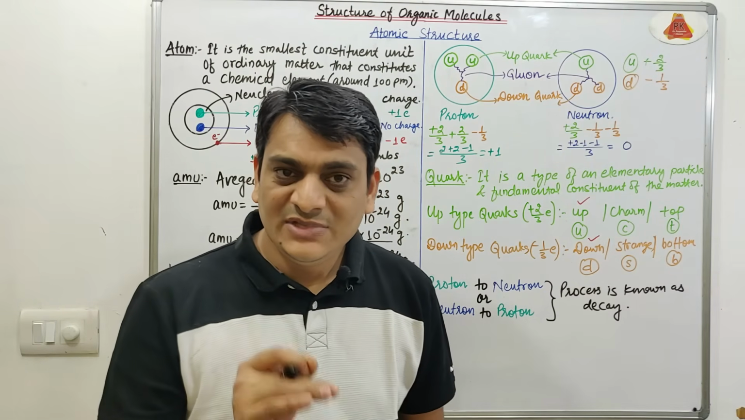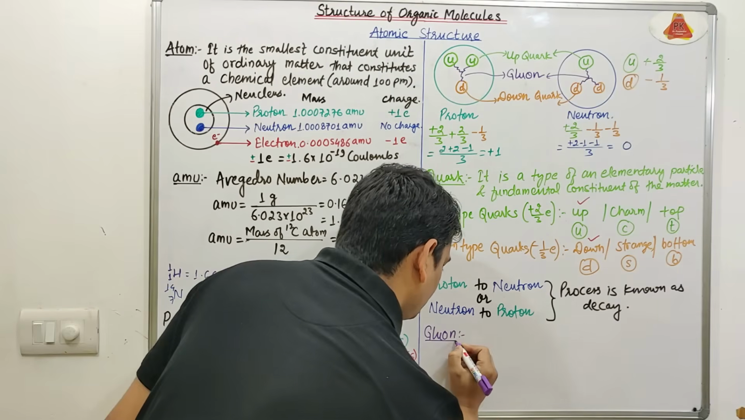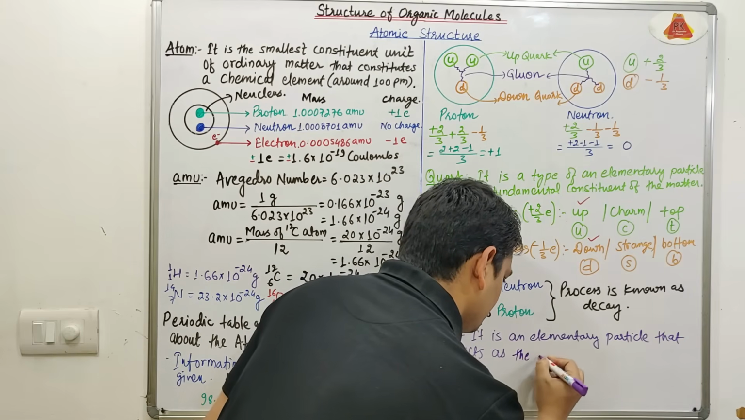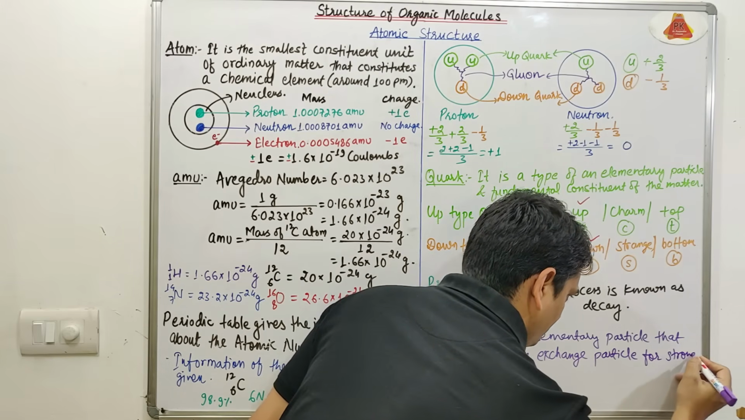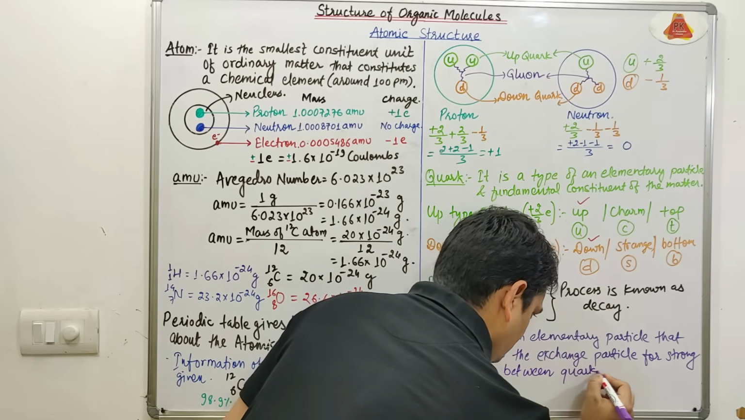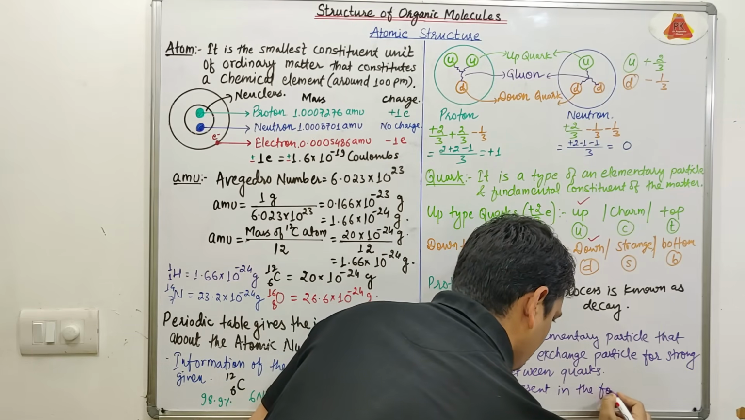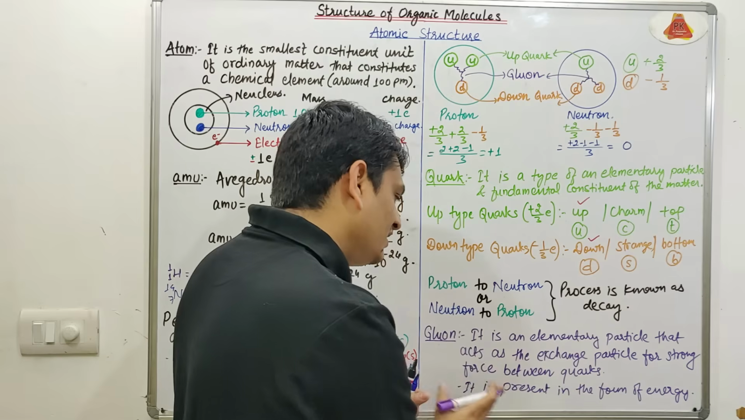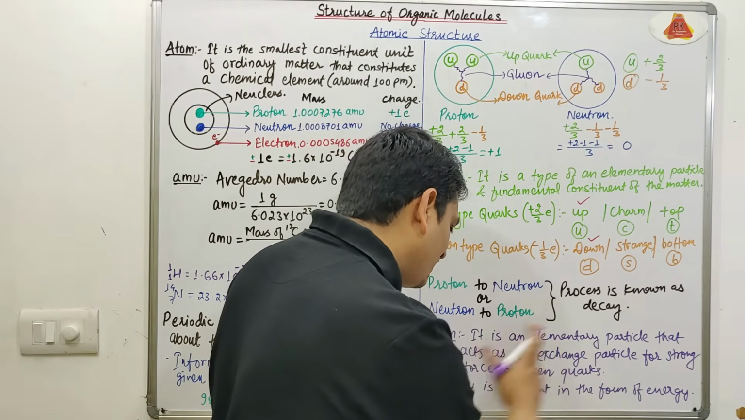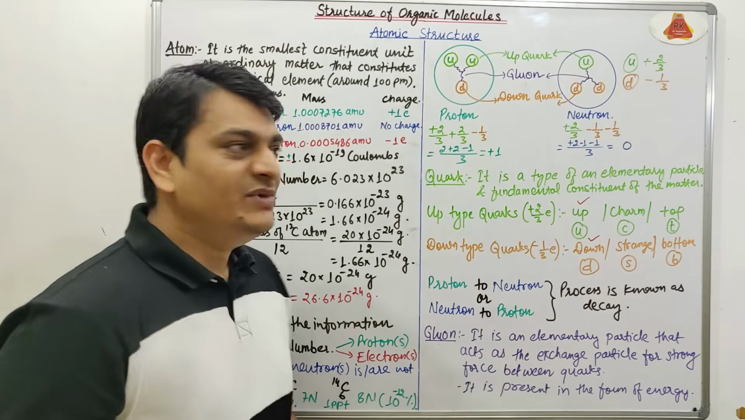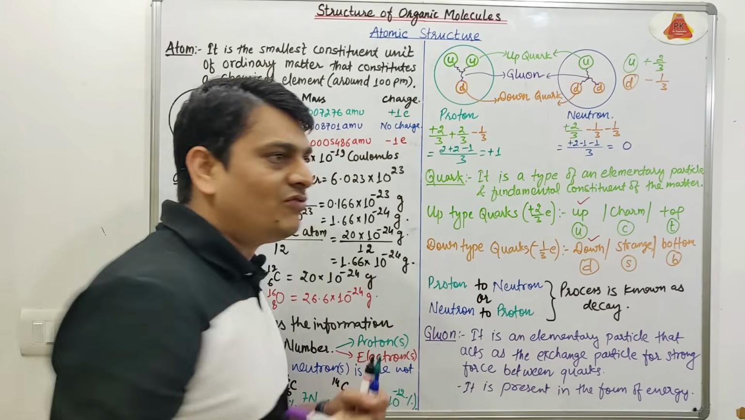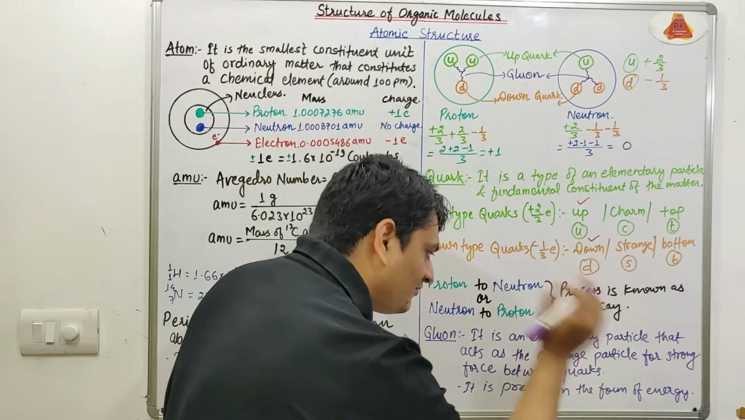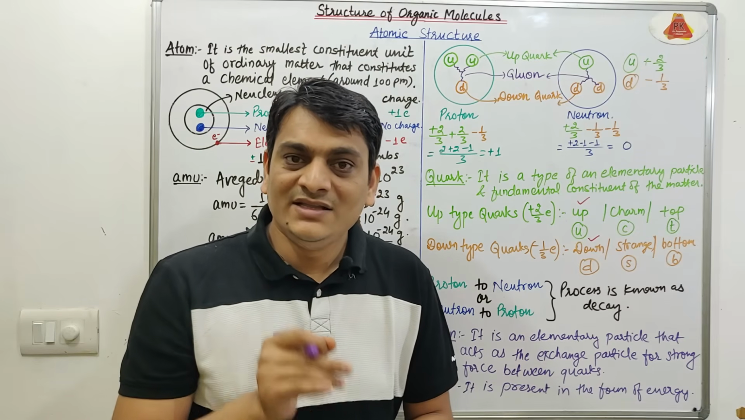Now coming to the details of the gluons. So what is a gluon? It is an elementary particle that acts as the exchange particle for the strong force between quarks. It will bind all the quarks, and it is present in the form of energy.